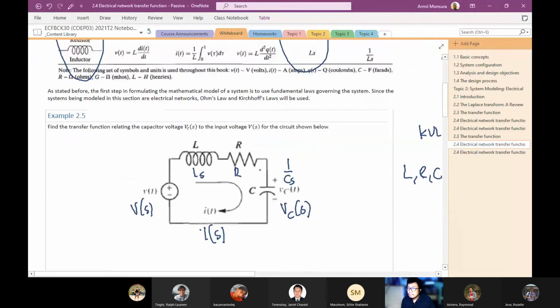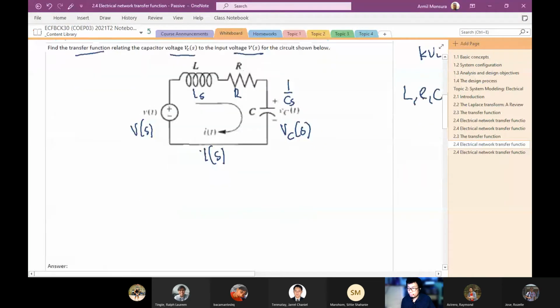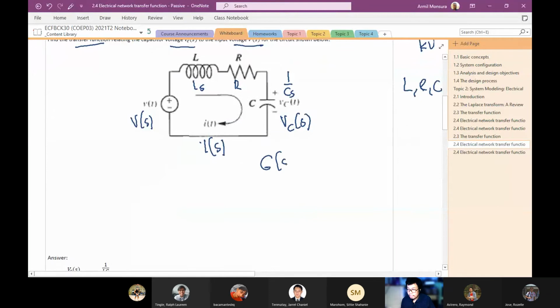here is the transfer function relating the capacitor voltage to the input voltage. So essentially, what is being asked of us is to find VC of S over VS. Okay? Yan yung pinapahanap sa atin. Now, for us to be able to find this ratio, we first have to find what is VC. Siyempre, ito yung kailangan nyo munang isolve. Okay? And then, baka later on, madali nang hanapin yung ratio na yan.